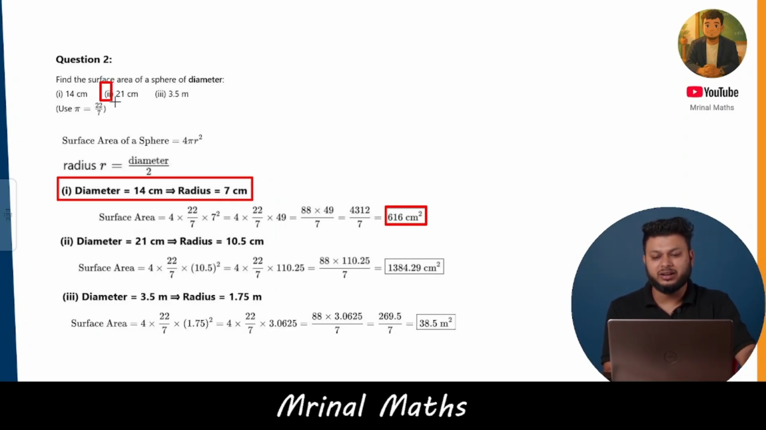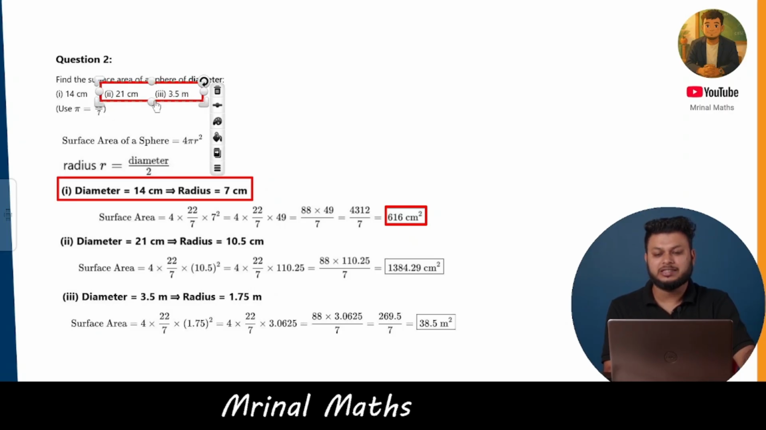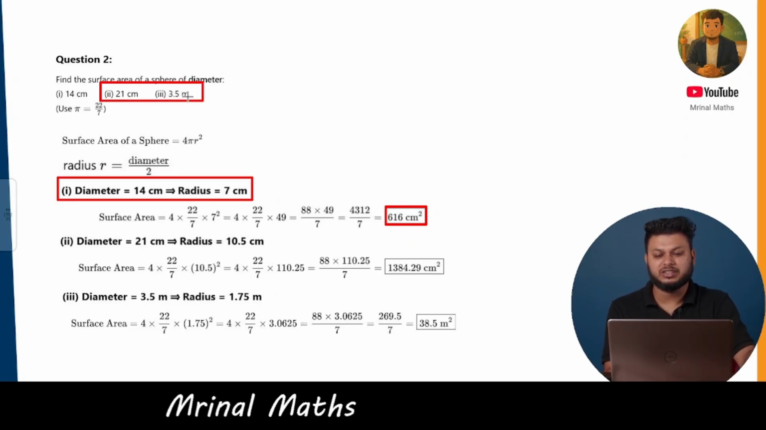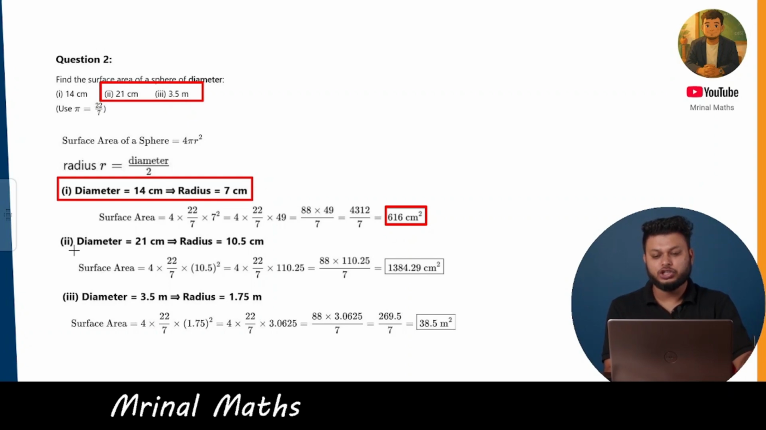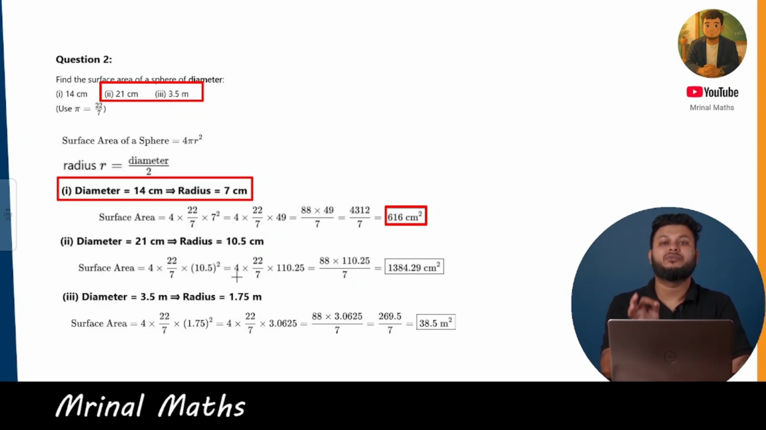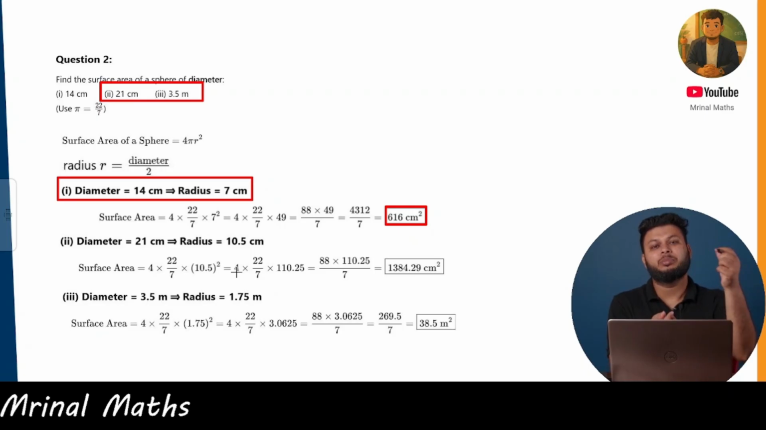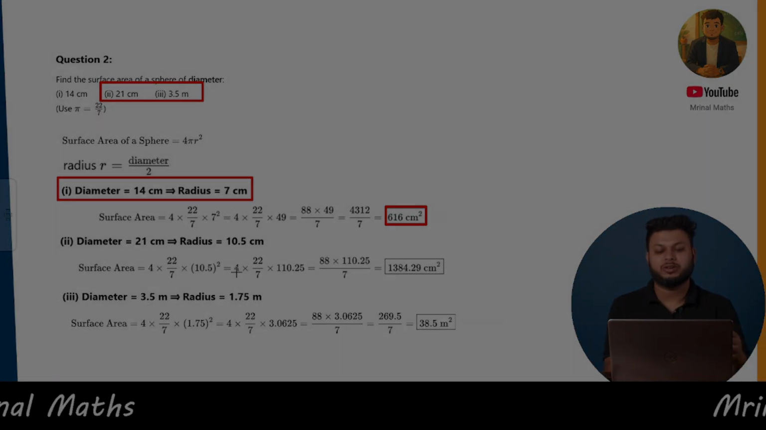Now taking the other diameters as well, as 21 centimeter and 3.5 centimeter, you can solve by using the formula. First of all, calculate the radius, substitute into the formula, get your result. That's it.